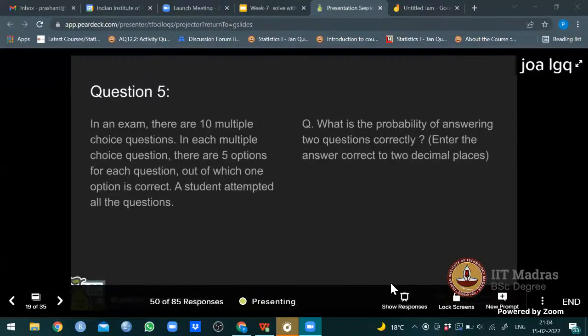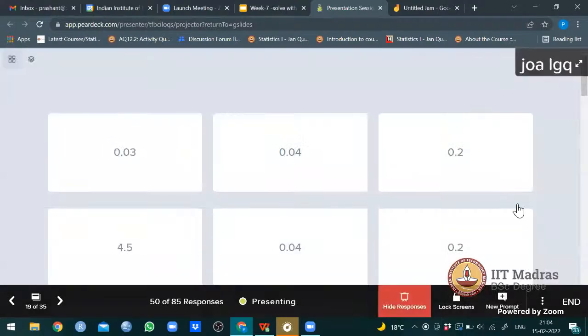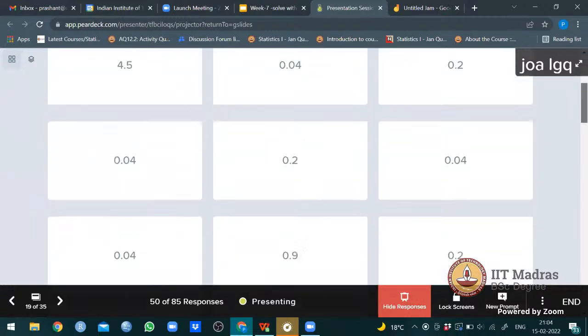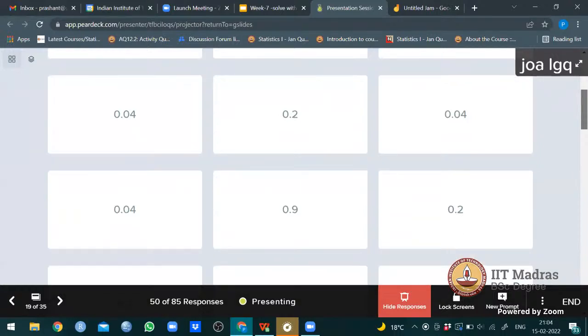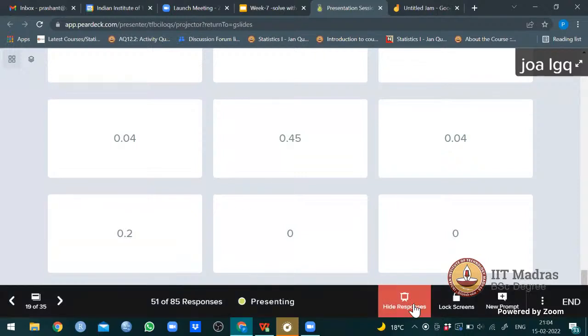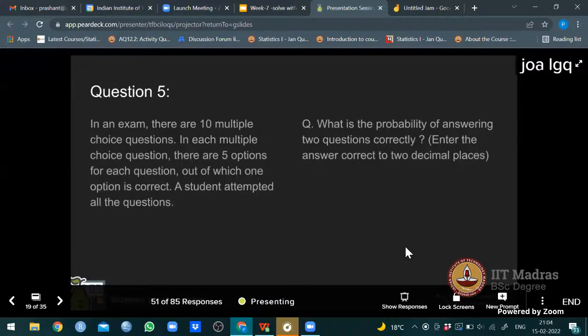So we can see. Let me check the responses. Okay, 0.044. So someone has entered 4.5. See, probability cannot be greater than 1 at all. Okay, 0.2. Yeah, see.